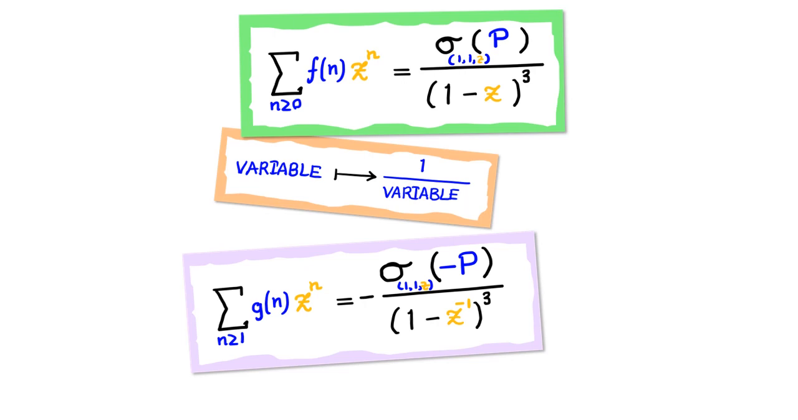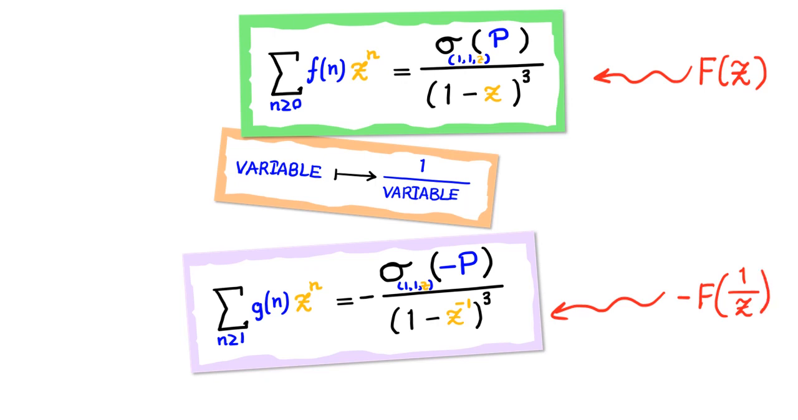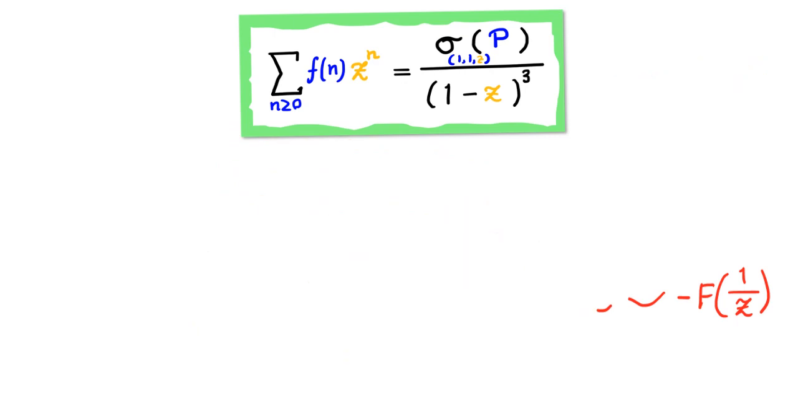That is, if we let the generating function of the top sequence be capital F of z, then the generating function for this bottom sequence will be negative capital F of 1 over z. And according to what we just proved, this means that f of negative n counts the number of lattice points in the interior of our triangle. And just like that, our proof is complete.